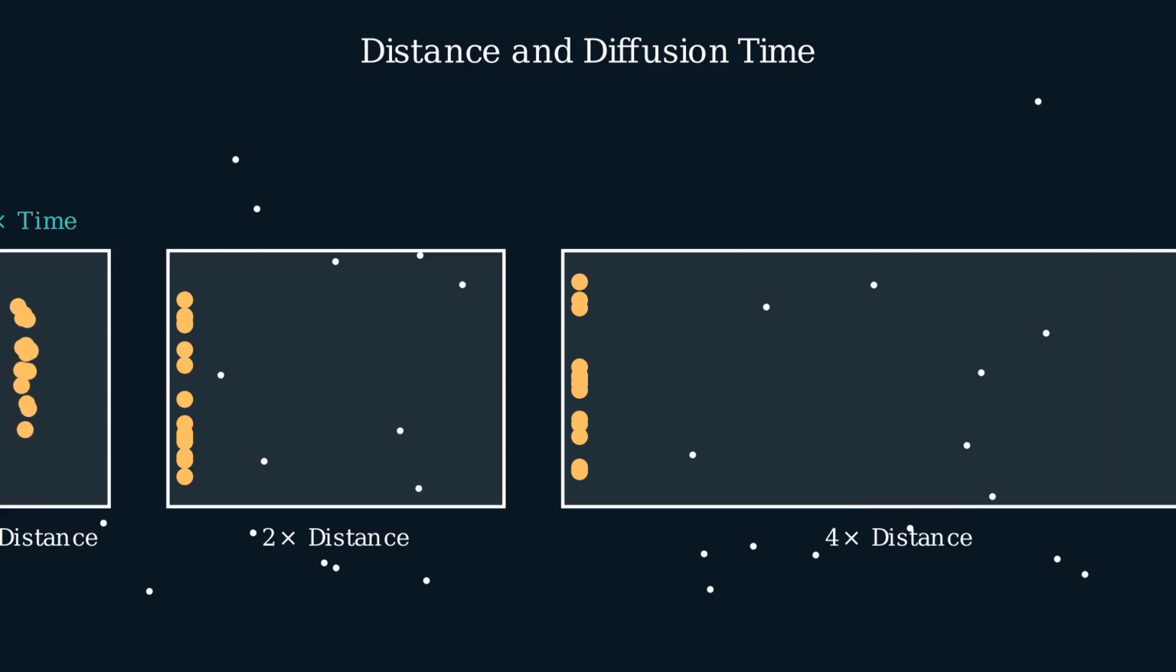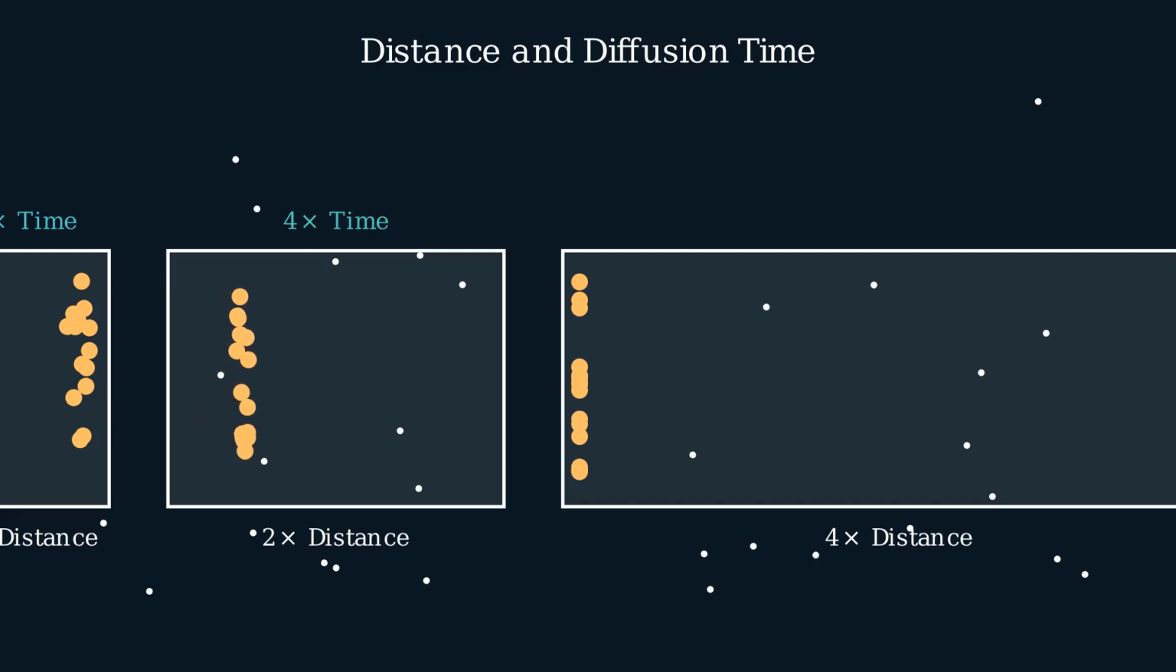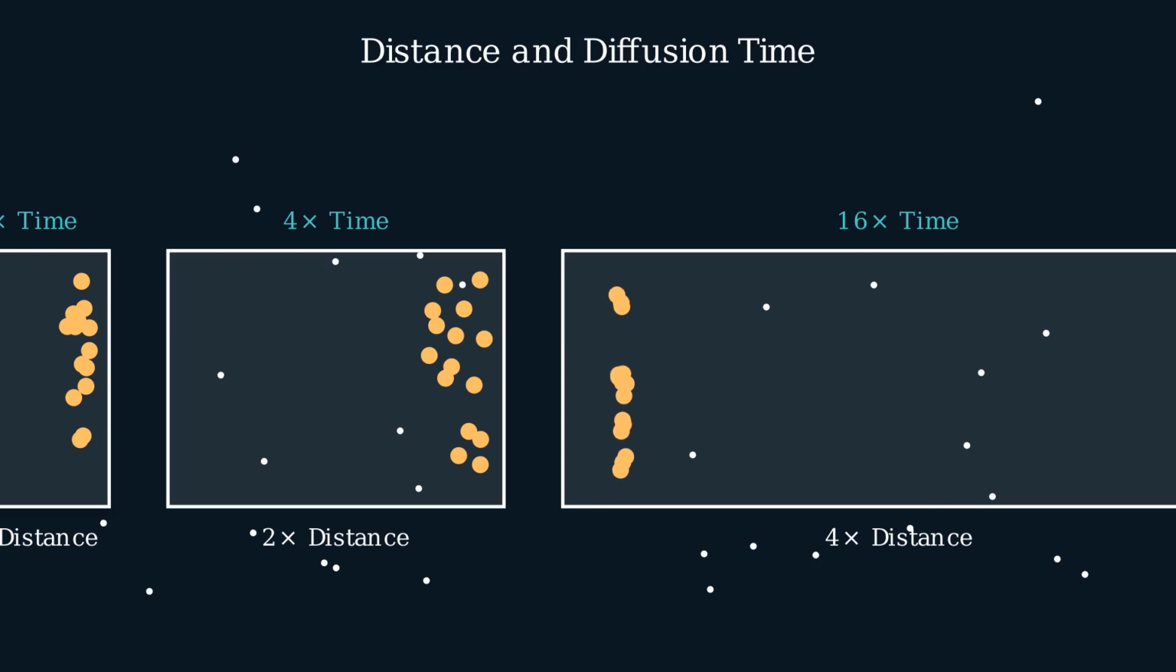In the small container, diffusion happens quickly as molecules need to travel a short distance. With twice the distance, diffusion takes approximately 4 times longer. And with 4 times the distance, diffusion takes 16 times longer, showing a squared relationship between distance and time.